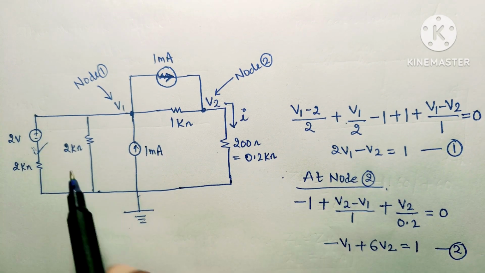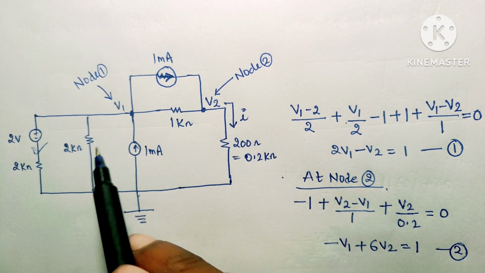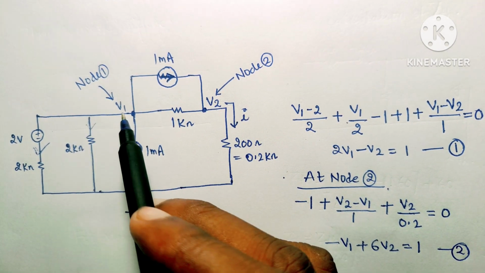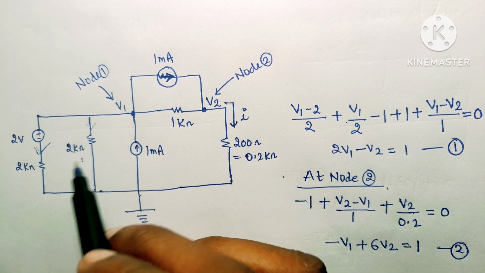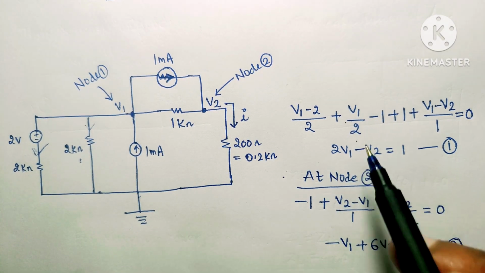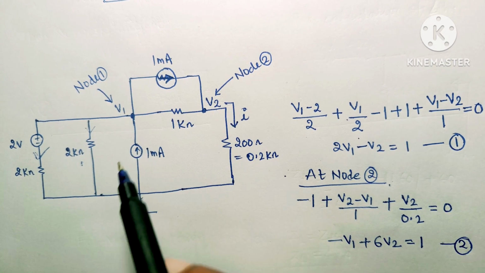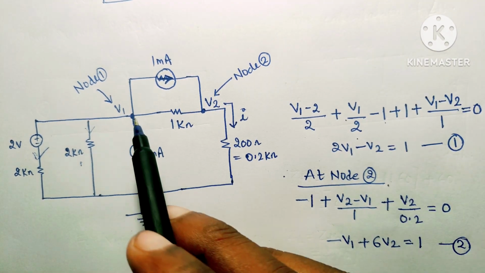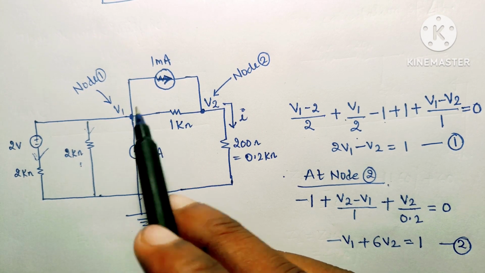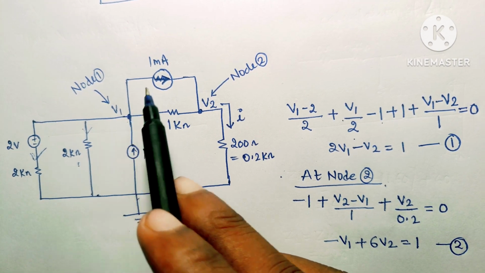Now in this branch the current is not known, so let's assume the current will be outward. Then what can we write? V1 by 2, so here plus V1 by 2. Now the current in this branch is coming towards the node, so it will be negative in sign, minus 1. In this branch the current is flowing outwards from this node, so here it will be plus 1.